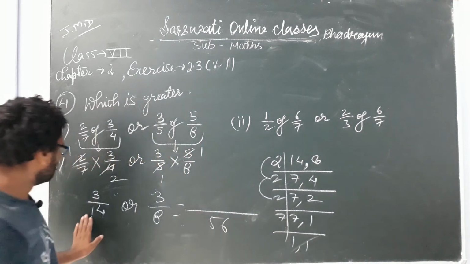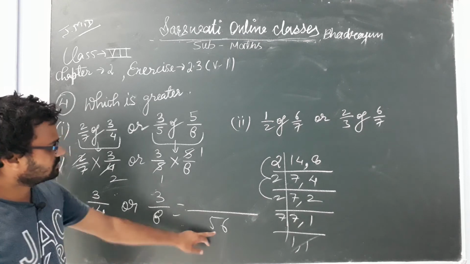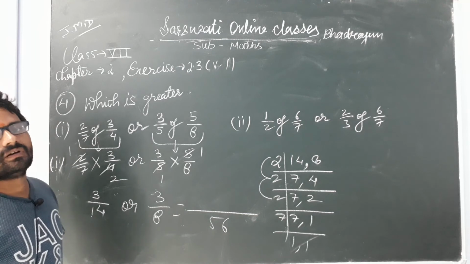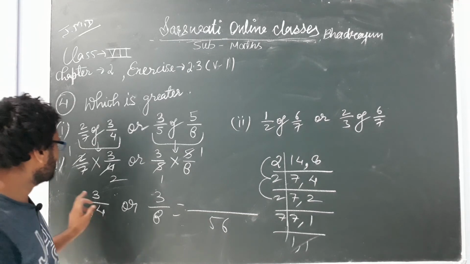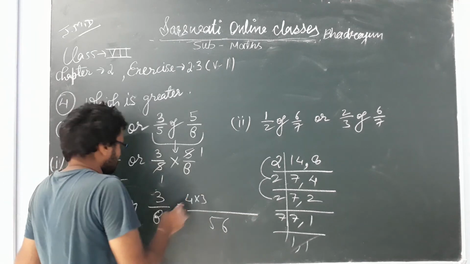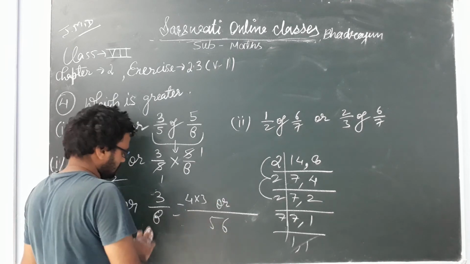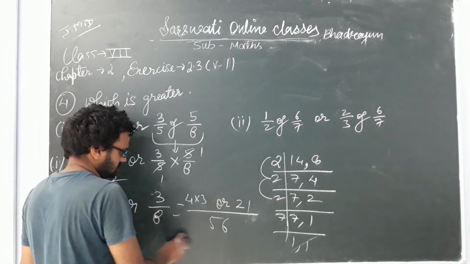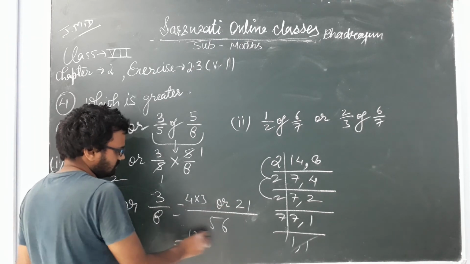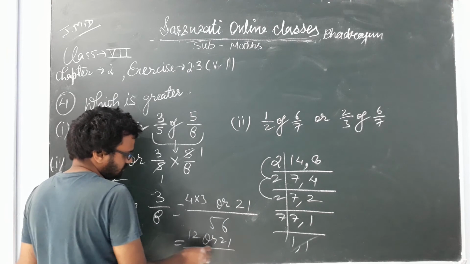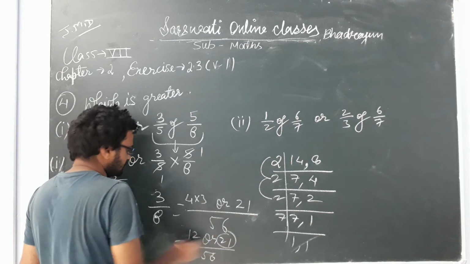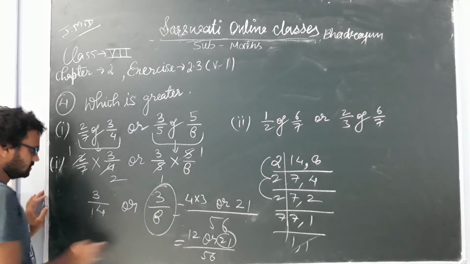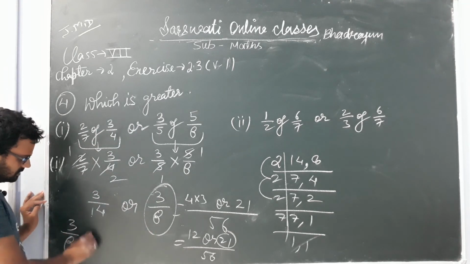So the LCM is 56. Now we will divide 56 by 14. 14 fours are 56. 4 multiplied by 3 is 12, and 8 sevens are 56. 7 multiplied by 3 is 21. So we have 12 upon 56 and 21 upon 56. Which number is greater? 21 is greater, hence this fraction is greater. Our answer is this one. So 3 by 8 is greater is our answer.